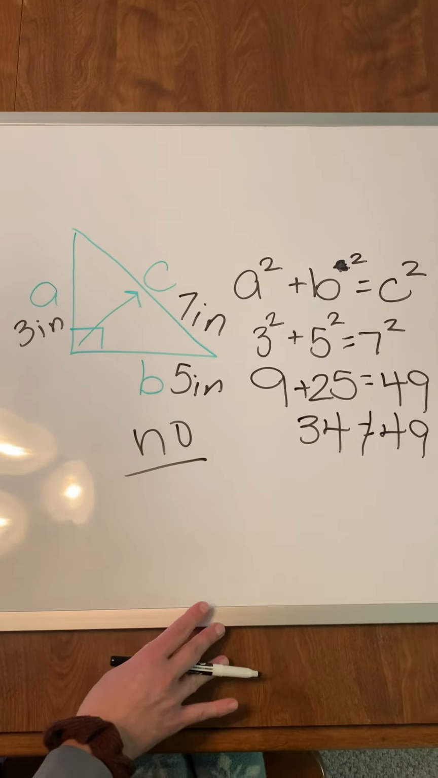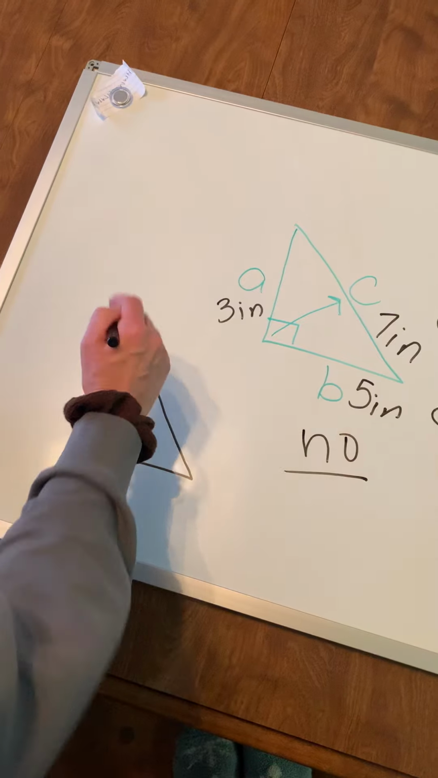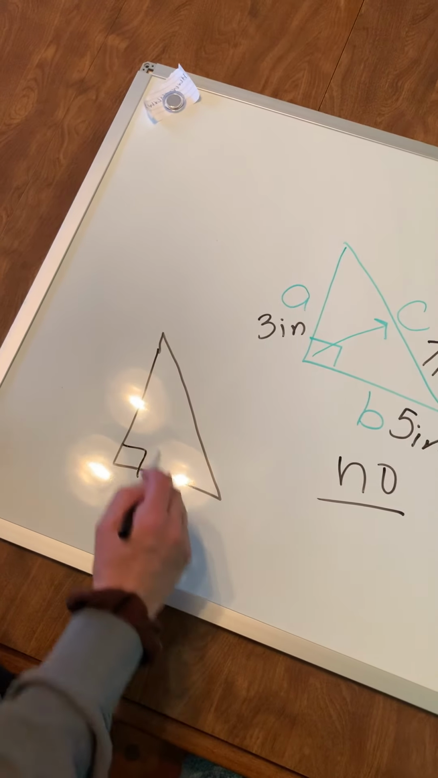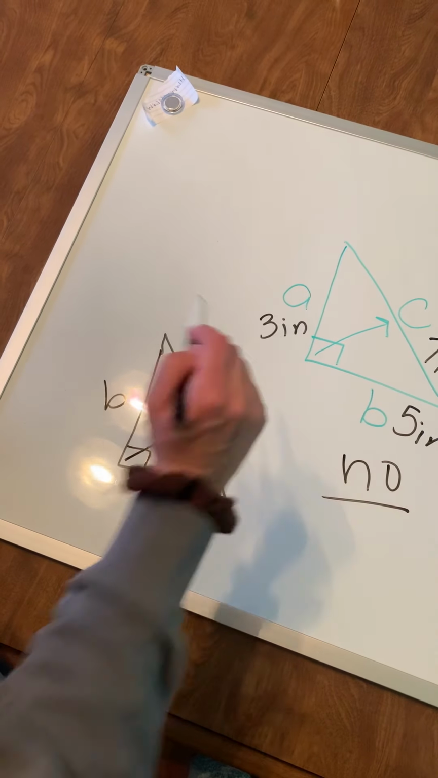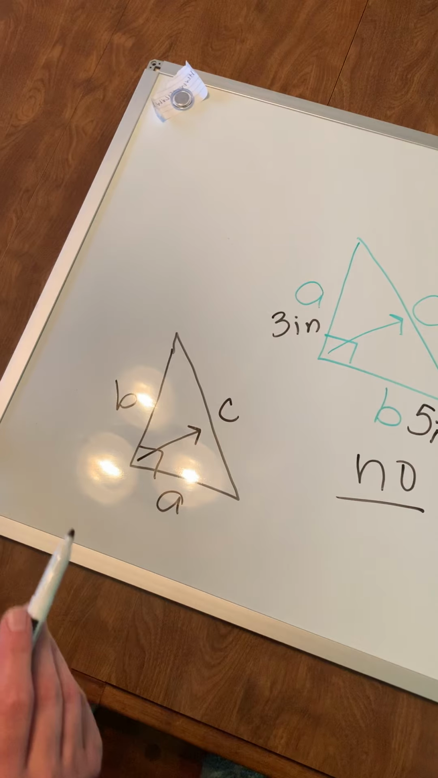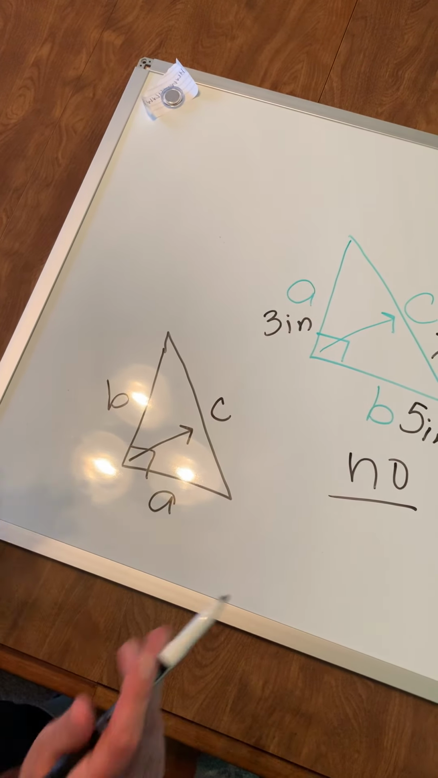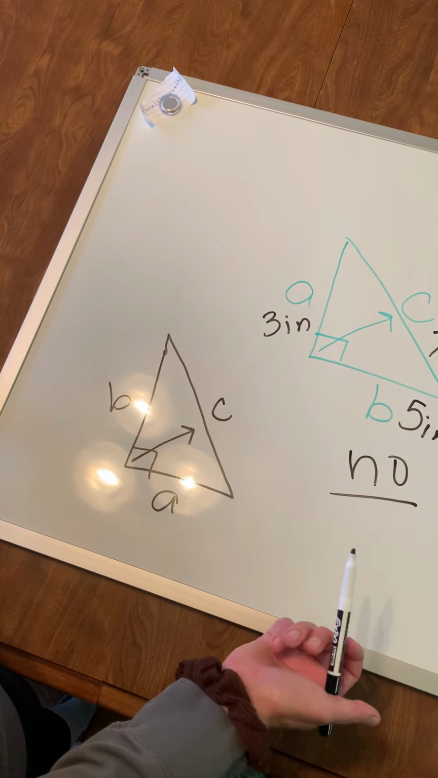Okay, let's look at one more example. I'm going to draw another right triangle. I'm going to label sides A, B, and C. A and B do not matter, but remember C, your hypotenuse, longest side of the right triangle, and directly across from the right angle symbol. So I'm not going to label it on here this time. This time I'm just going to write it down here.